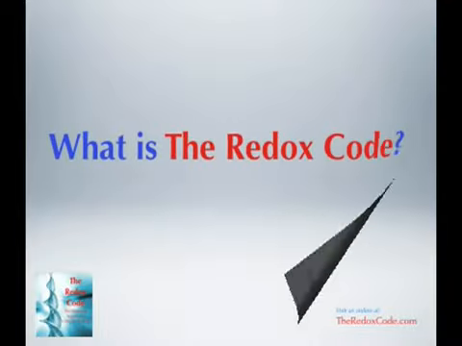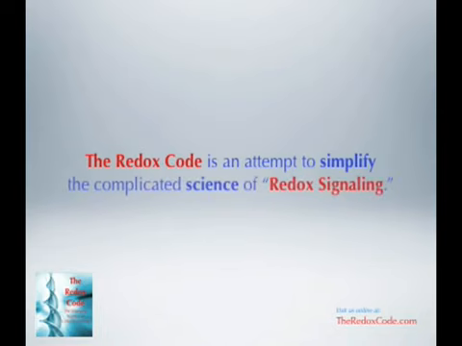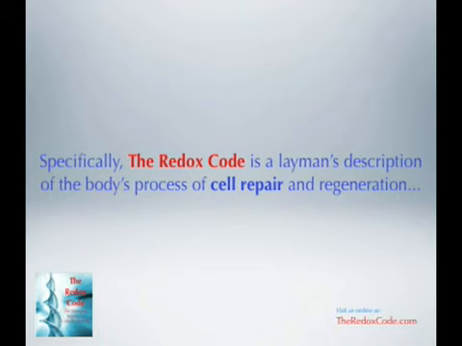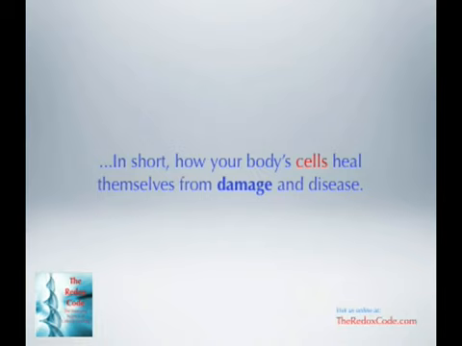What is the redox code? The redox code is an attempt to simplify the complicated science of redox signaling. Specifically, the redox code is a layman's description of the body's process of cell repair and regeneration. In short, how your body's cells heal from damage and disease.